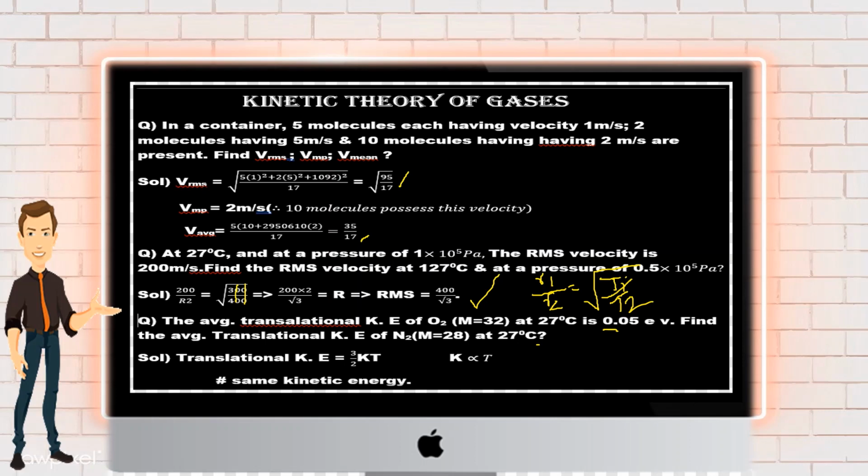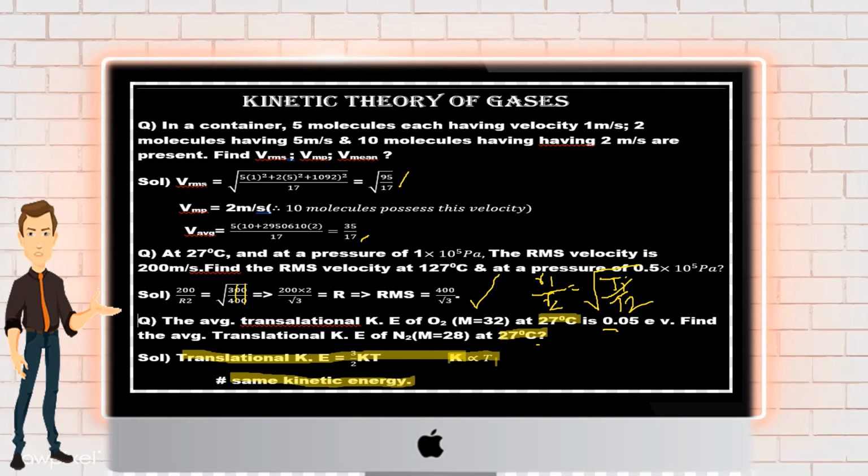We know the formula. Translational kinetic energy equals 3 by 2 kT. Here, K.E. is directly proportional to temperature. They have given the temperatures as same. There is no other term; 3 by 2 is a constant, k is a constant. Kinetic energy is directly proportional to T. If the temperature is same, then the kinetic energy also will be the same. Simple logic, no need to use the formula many times.